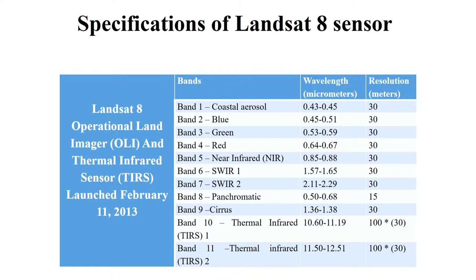Now these are the specifications of the Landsat 8 sensor. Landsat 9 has also been recently launched. In Landsat 8 there are two thermal infrared bands, band number 10 and band number 11. Band number 10 is working in the range 10.6 to 11.19, and band number 11 is working in the 11.5 to 12.51 micrometer range of the electromagnetic spectrum.